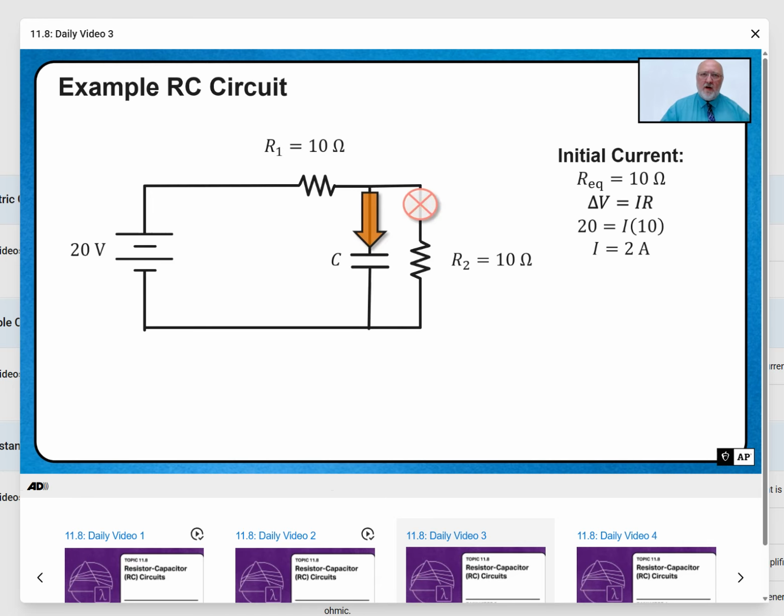But after time, charge builds up on the capacitor, and less charge flows through that branch of the circuit, and eventually no current is flowing through that. So all the current is now going through R2.